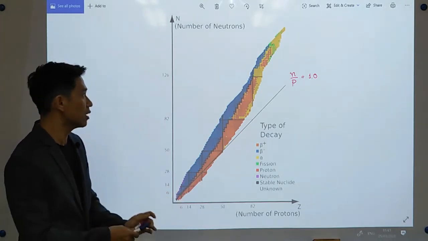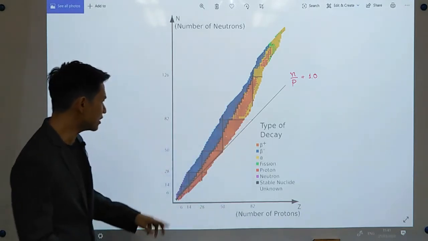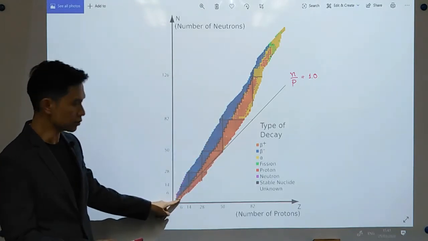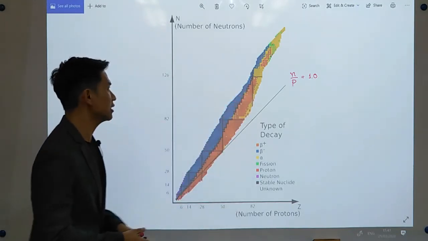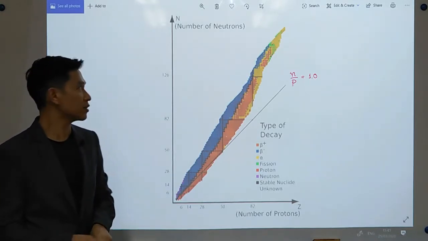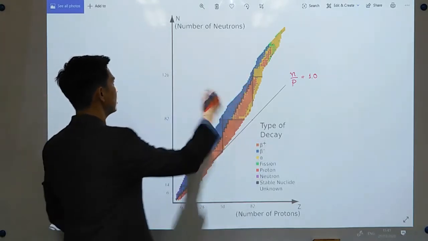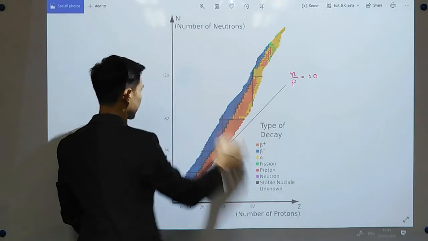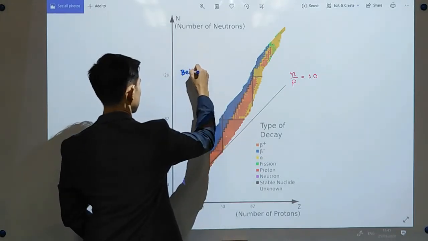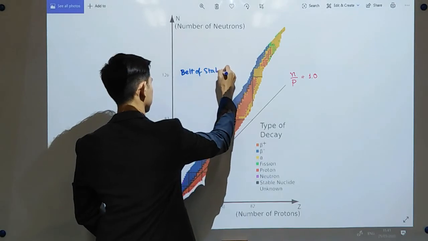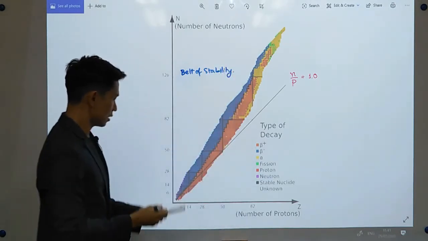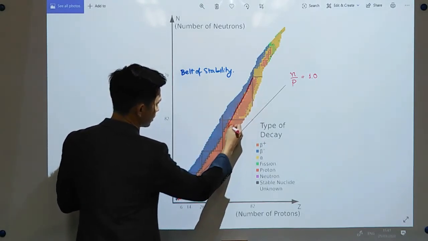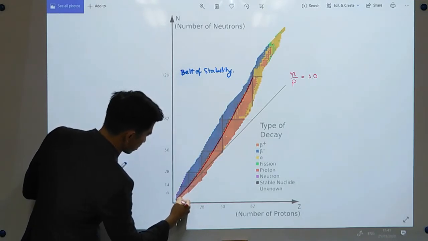Put it here. Okay. From this graph, what you can see is there is a very narrow black line over here. So the very narrow black line indicates only the stable isotopes. The stable isotopes on the black line here are called the belt of stability. The black line is called the belt of stability. Okay. So the black line, I will label it for you like this.